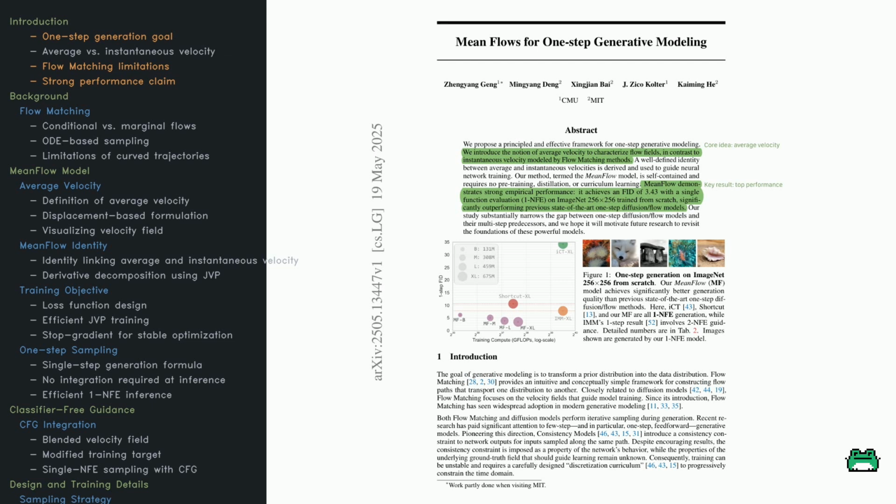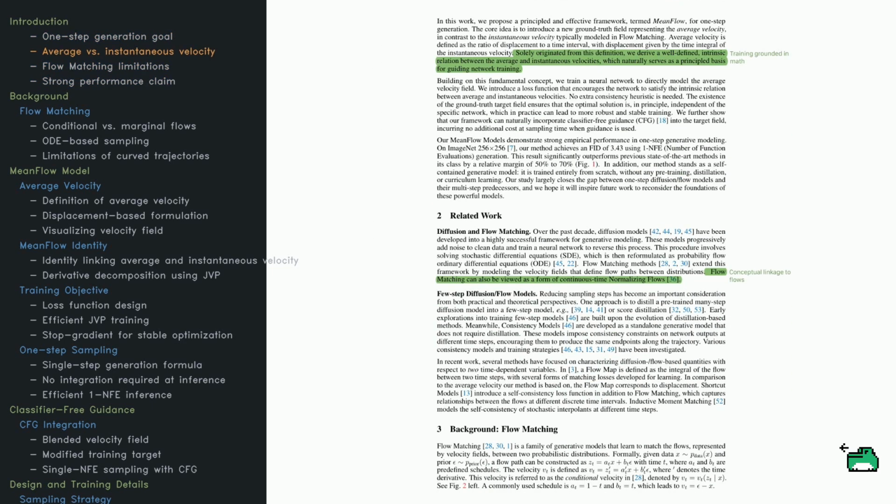For example, IMM, a prior model, needs 2 evaluations per sample. Meanflow matches or beats it with just 1. So we're starting with a big shift. Rather than following every twist and turn like flow matching, we model the average journey. And the early results? They suggest it works. Let's keep building on that idea.